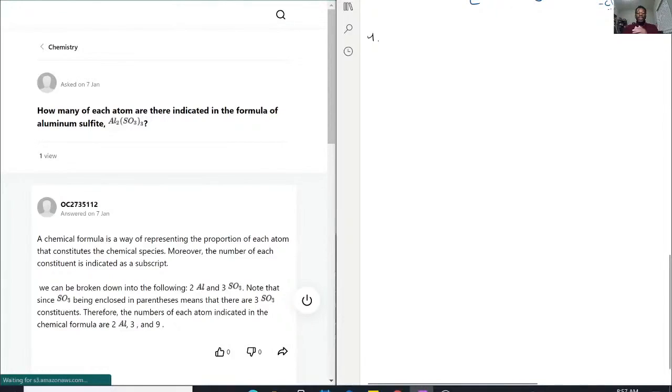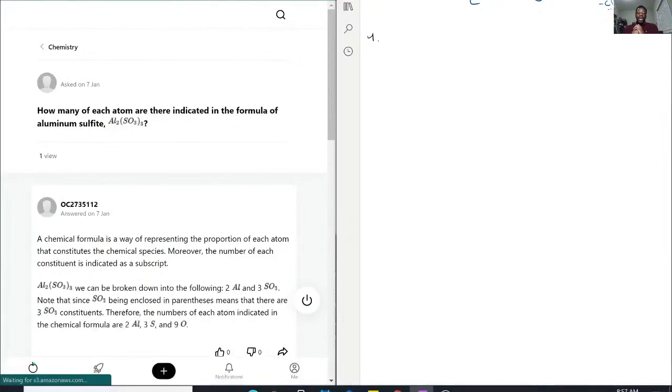We have: how many of each atom are there indicated in the formula of aluminum sulfite? Okay, atoms in aluminum sulfite. So now in this question, they have already given us the molecular formula, but if they hadn't, let's just visualize how we would go through this.